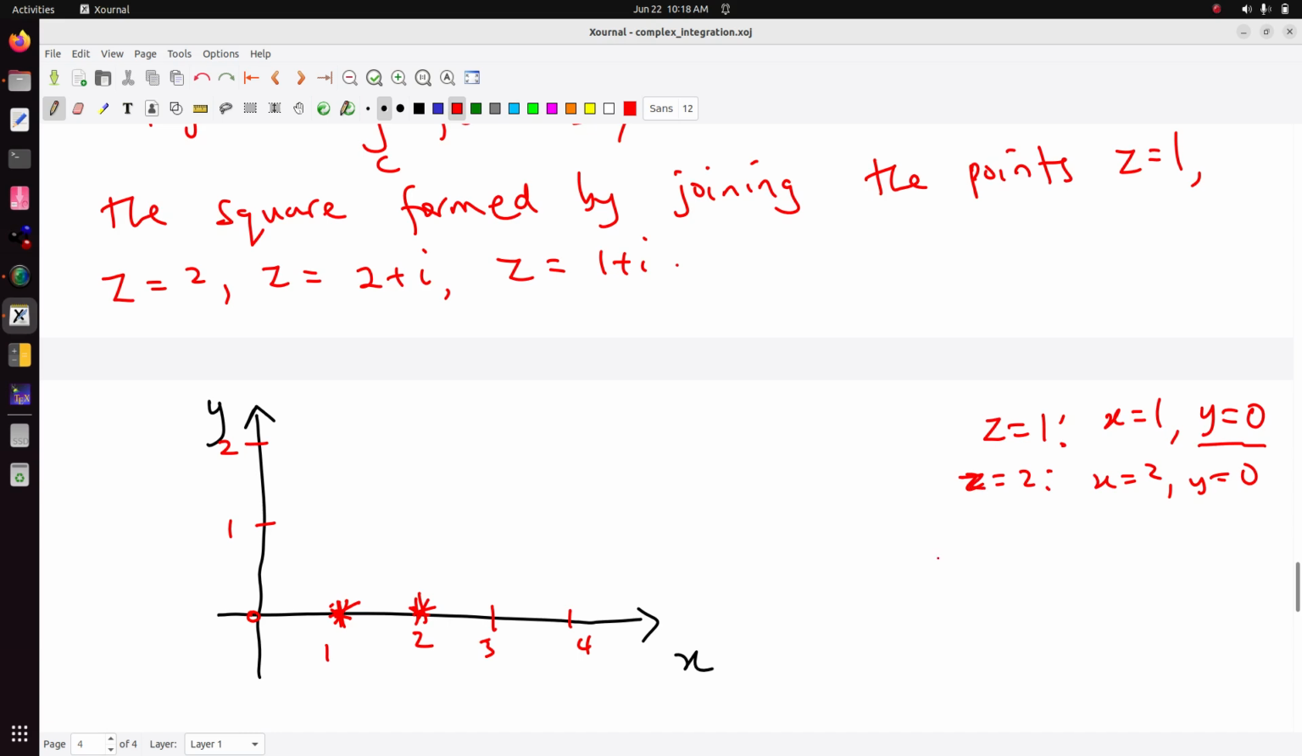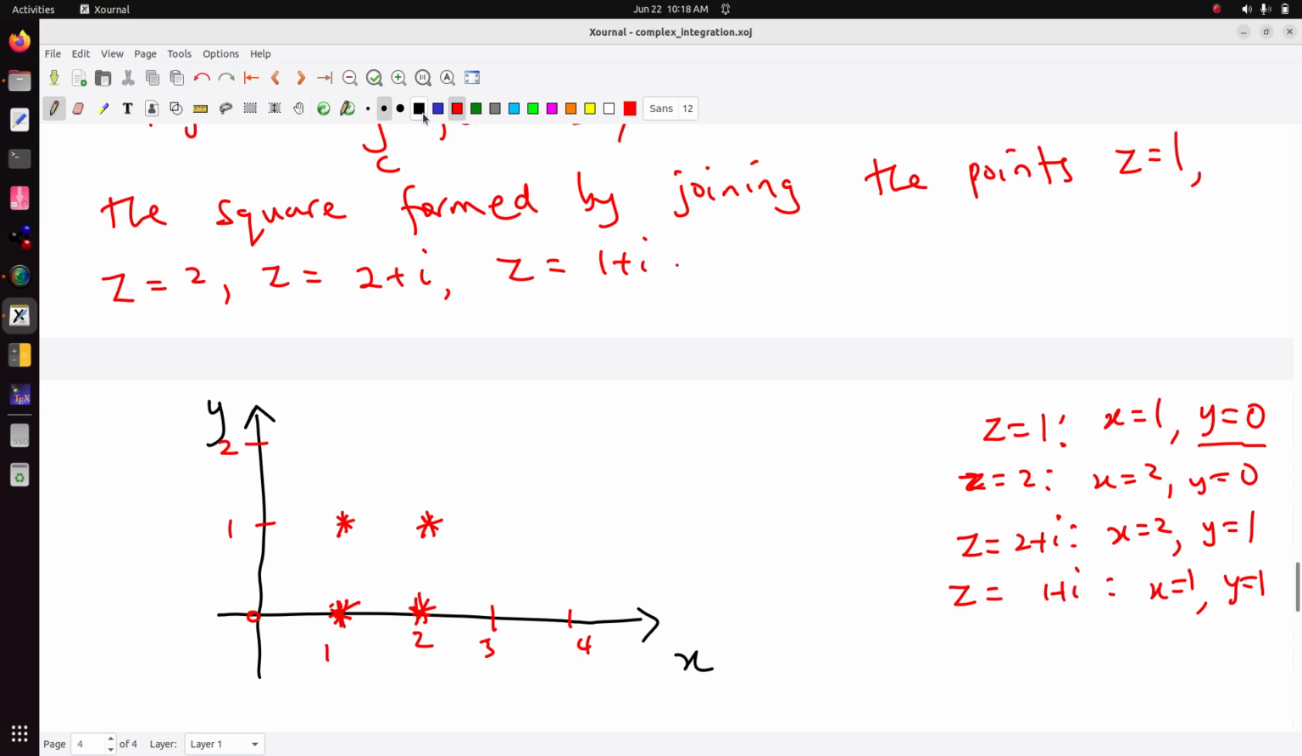Blue color. Now, the third point is z equals 2 plus i. 2 plus i means x is 2 and y is what? Y is 1. So, x is still at 2, but y has now moved to 1, this point. Then the last point is z equals 1 plus i. So that is x is 1 and y is 1, which is this point.